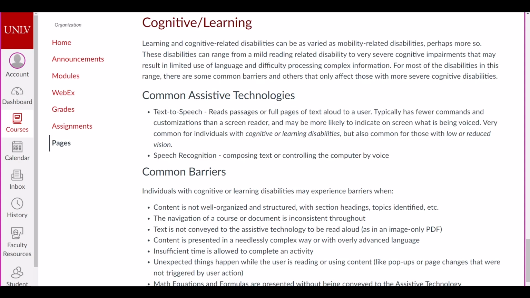Cognitive, learning, and neurodiversity. Learning and cognitive-related disabilities can be as varied as mobility-related disabilities, perhaps more so. These disabilities can range from a mild reading-related disability to very severe cognitive impairments that may result in limited use of language and difficulty processing complex information. For most of the disabilities in this range, there are some common barriers and others that only affect those with severe cognitive disabilities.